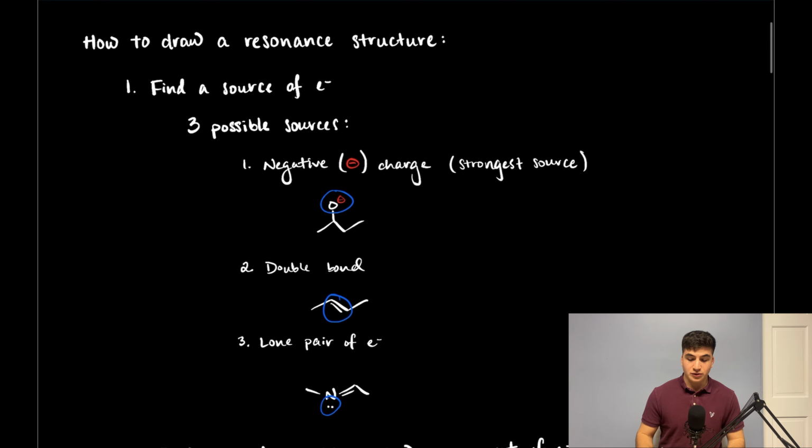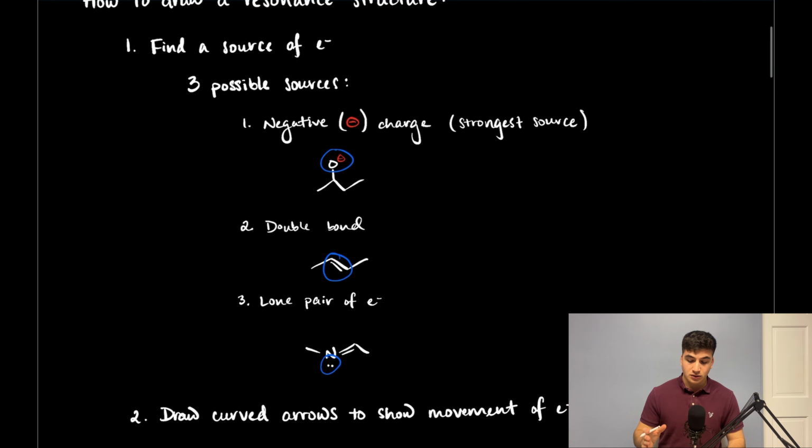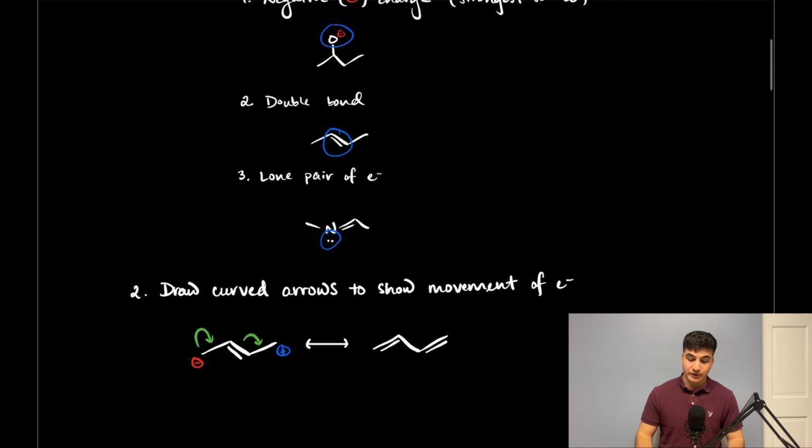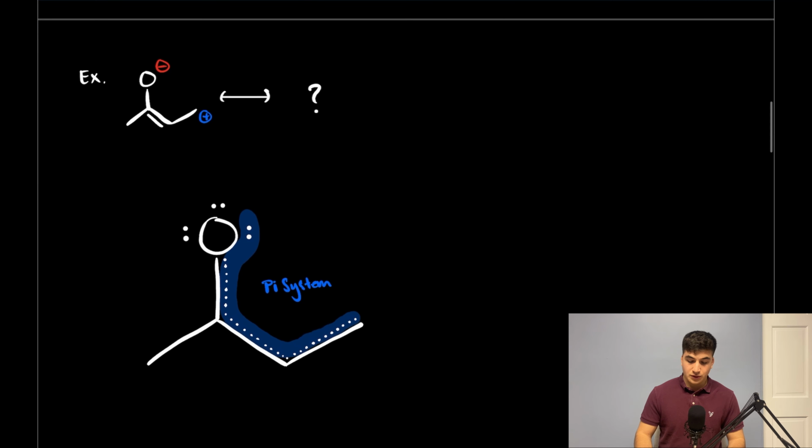So when the question asks you to draw a resonance structure and they give you a compound, there's two steps you need to go through. The first one is find your source of electrons, okay? There's three sources of electrons. The first is a negative charge, the second is a double bond, and the third is a lone pair. And once you find your source of electrons, all you have to do is draw curved arrows to show the movement of electrons and to get to your resonance structure. So why don't you guys try this question out, see if you can draw a resonance structure of this one.